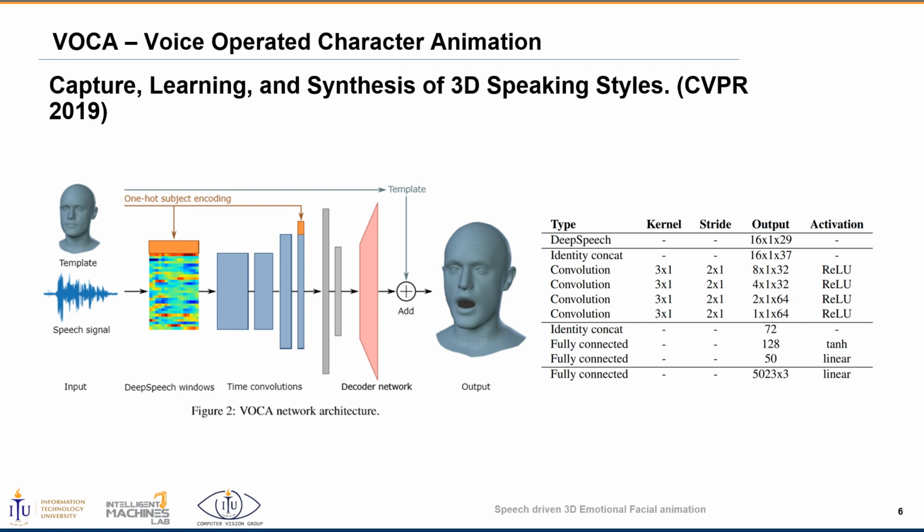Alright, afterward there are 2 fully connected layers, and the encoder network ends here. The encoder network's output has a size of 50, and then there is a decoder network, which is basically a fully connected layer, and it outputs 5023 displacements in 3-dimensional space from the template. We just add that to the template and we get the output. So that's how VOCA works.